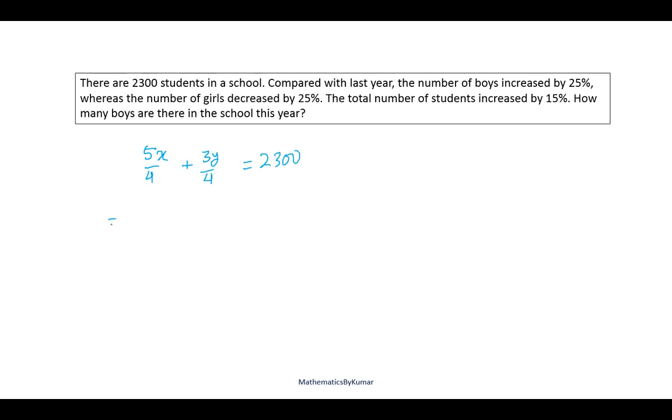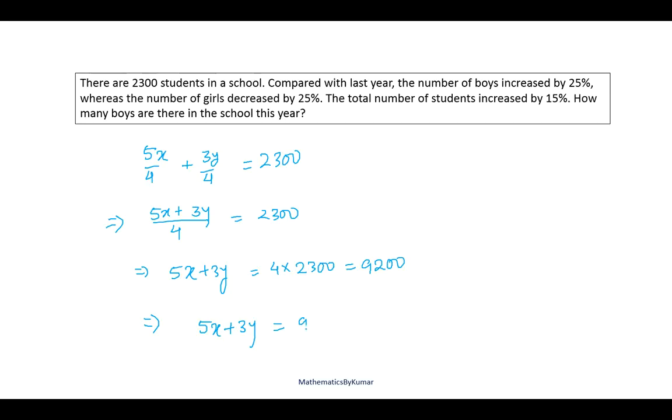Now see, whenever the denominator of two fractions is the same, I can take that as the same base, and I can write this as 5x plus 3y, and this whole thing is equal to 2300. The next thing I have to do is multiply this 4 on this side, so this becomes 2300 into 4, which is 9200. So 5x plus 3y equals 9200. This will be my equation number 2.